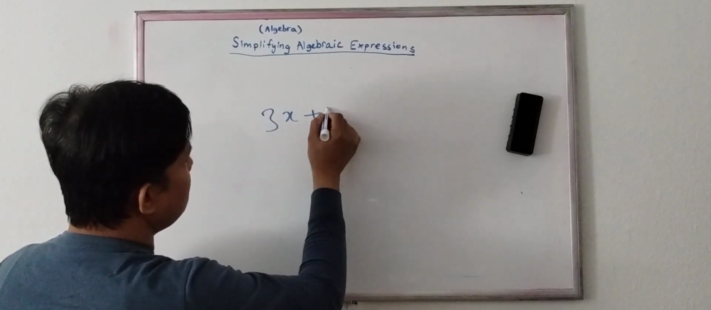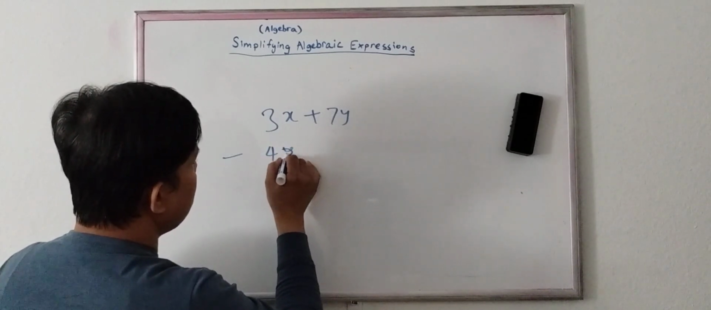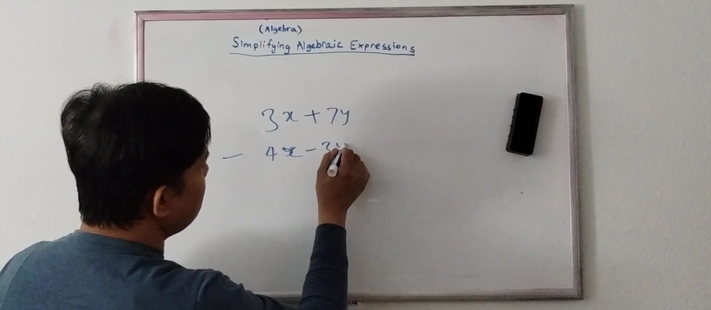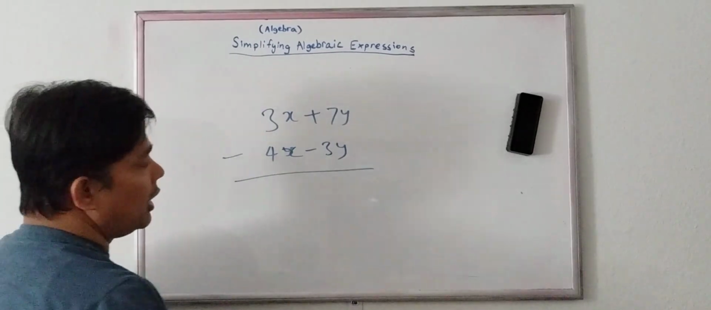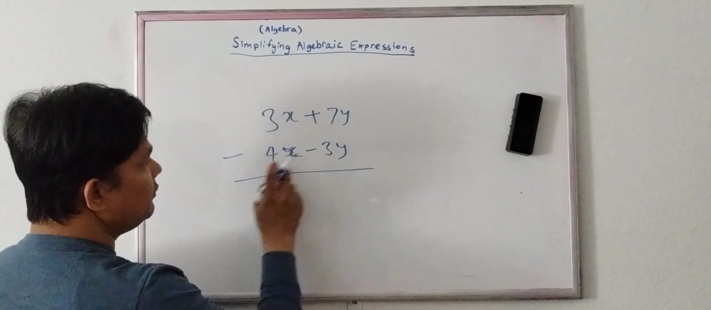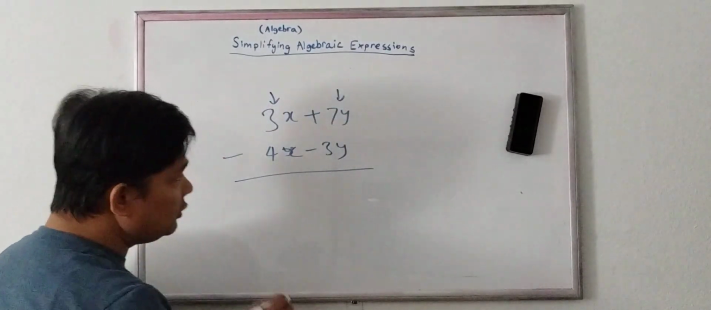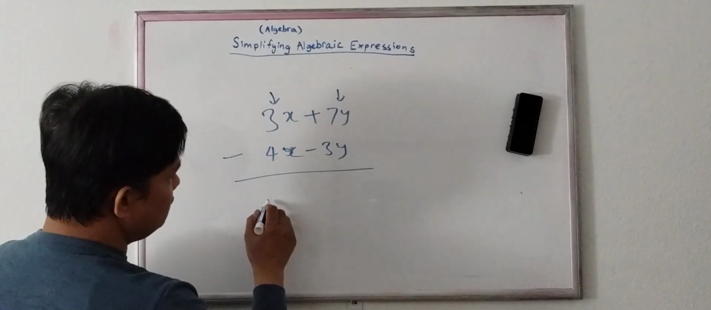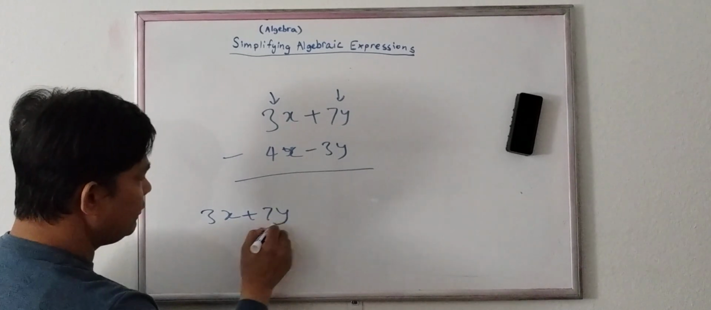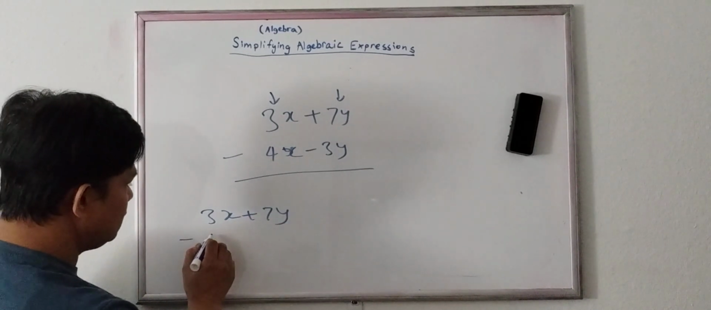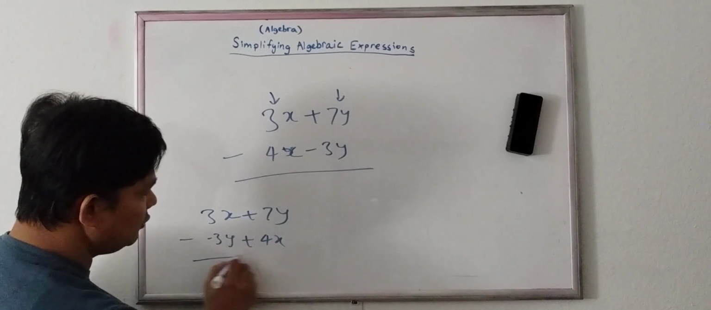3x plus 7y minus 4x minus 3y. Okay, what we have to do, again, this one and this one. One more thing. Let's say I can write this expression like this: 7y minus 3y plus 4x. Both are the same thing.